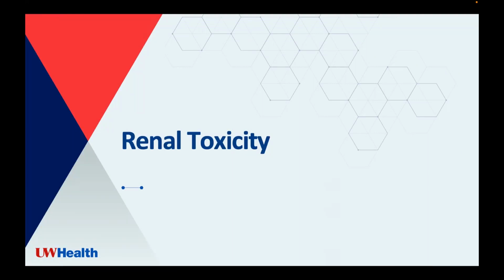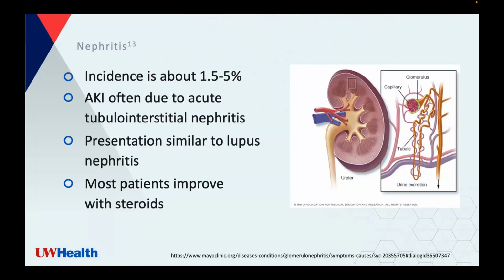And moving on to renal toxicity. Incidence in this case is about 1.5 to 5% of patients, so not totally uncommon. This usually presents as an AKI that resembles acute tubulointerstitial nephritis. The presentation is similar to what you might see in a patient with lupus nephritis because it does have a common autoimmune cause. And in this case, most patients do improve with steroids.